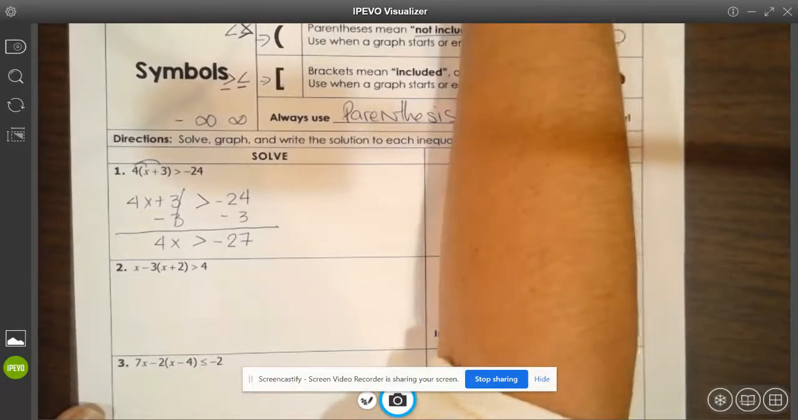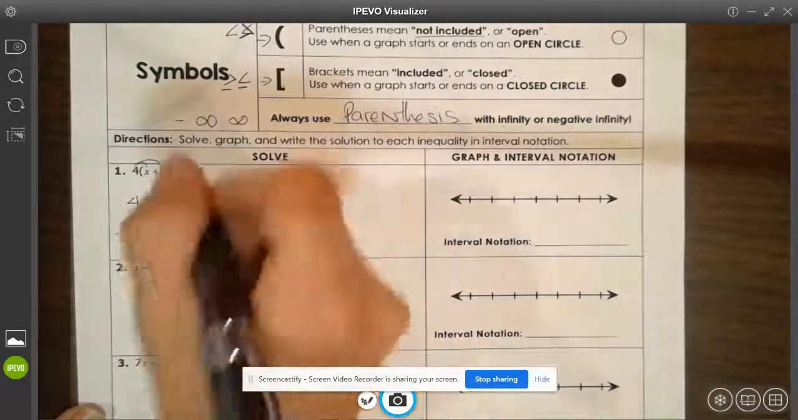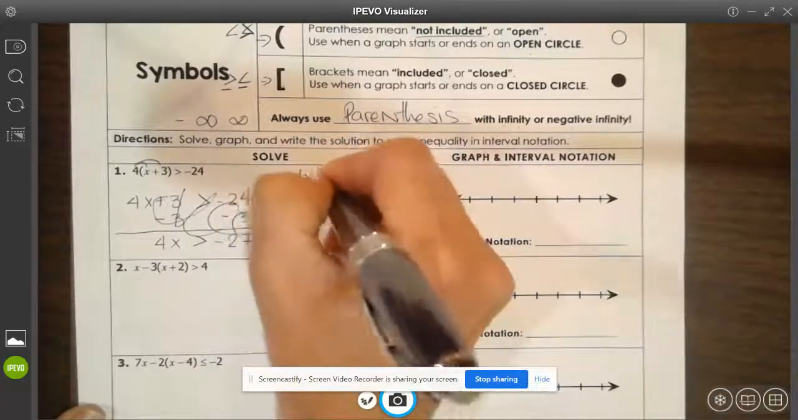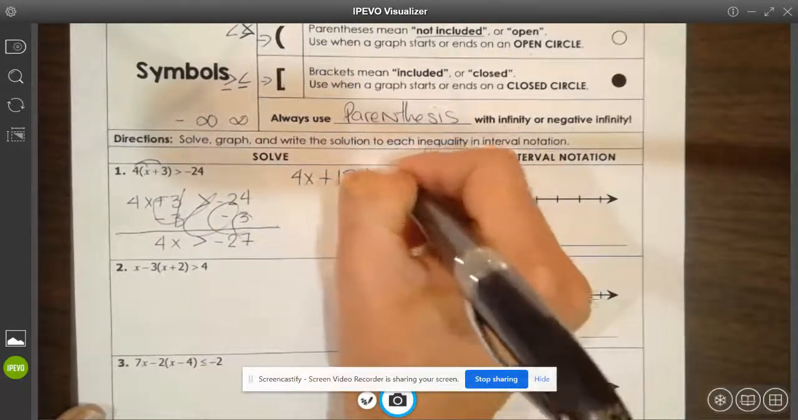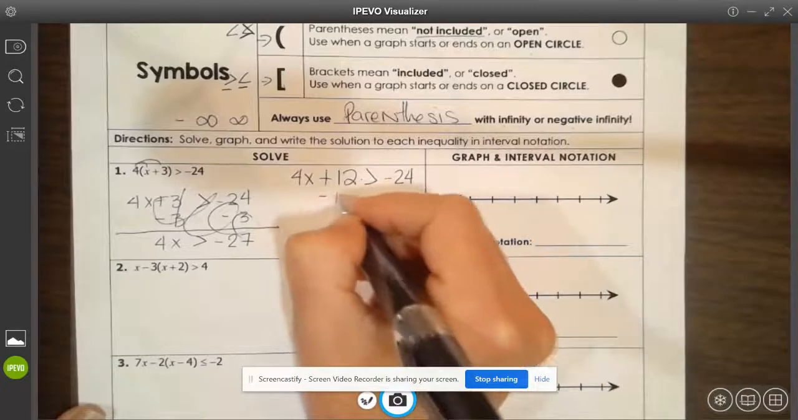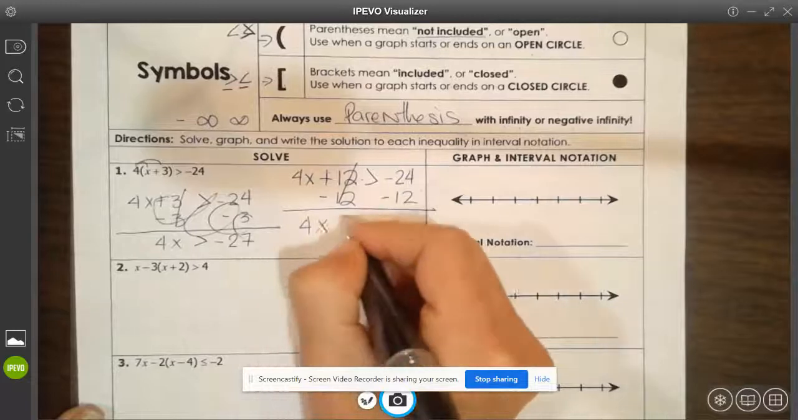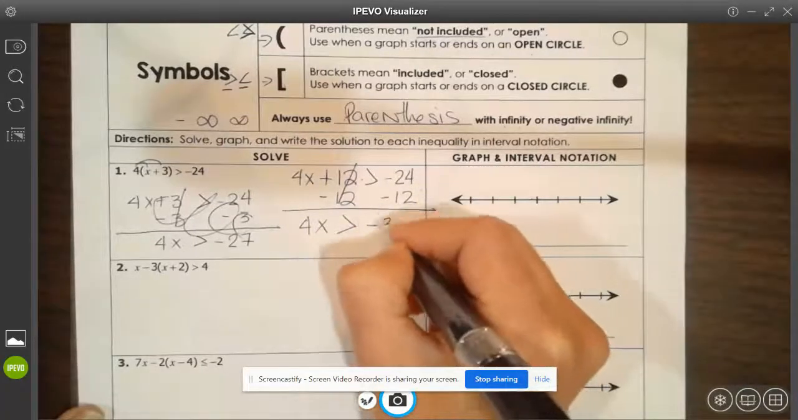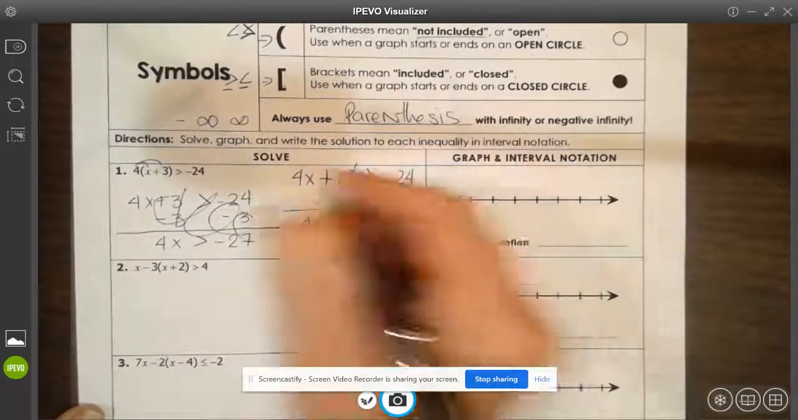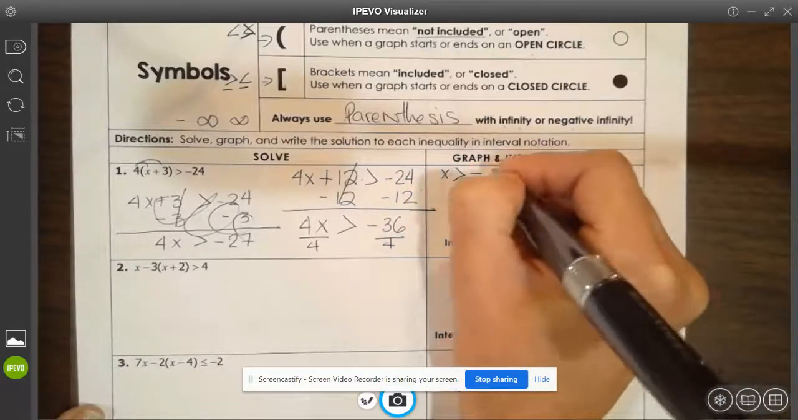And then you divide. Did I mess up? Oh, yes, I did mess up. Hey, guys. Oopsie. So that's 4x plus 12, and then greater than negative 24. Now, minus 12, and then that goes away, and we have 4x, and then we have negative 36, and then you divide by 4, and that would be x. I'm going to write it up here. X is greater than negative 9.